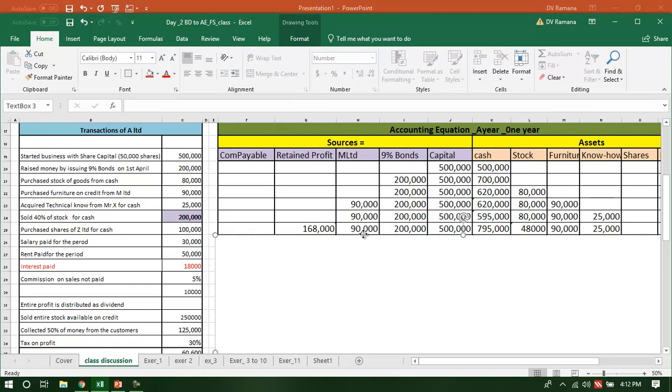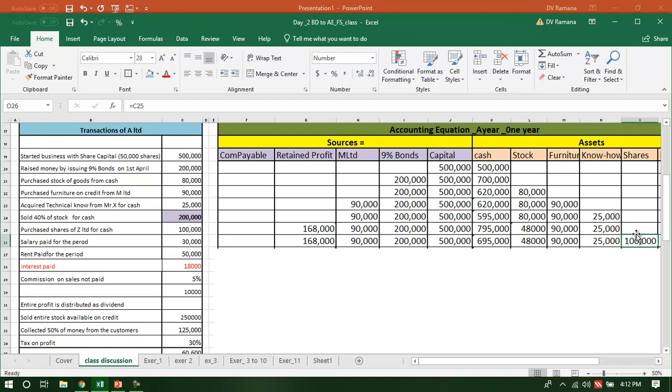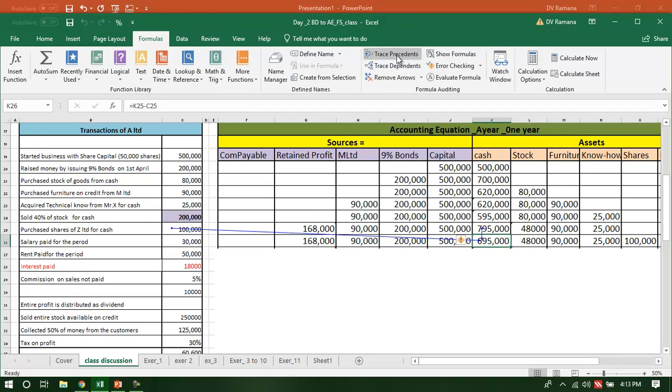So acquisition of shares is another asset. It is an asset because it has the ability to generate future cash flow, and this acquisition has resulted in a reduction of cash to the extent of 100,000. Cash reduces and another asset appears on the equation. Therefore, acquisition of an asset may result in reduction of cash or creation of a liability, which we have seen for M Limited.